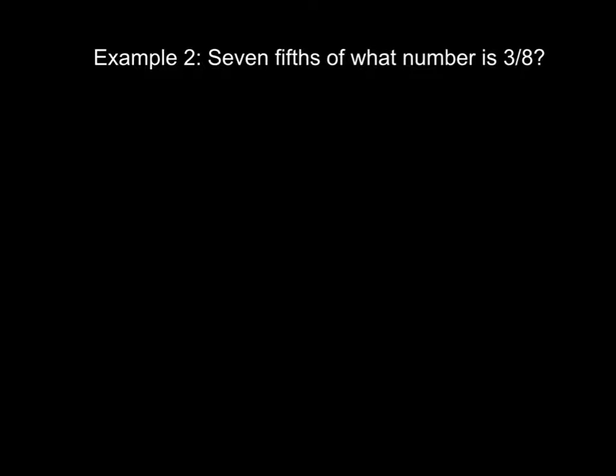In this second example, we're asked 7/5 of what number is 3/8? Again, we'll just read the problem and write down exactly what it tells us. 7/5 would be 7 over 5. Of tells me to multiply. What number needs to be an x? Is equals 3/8.